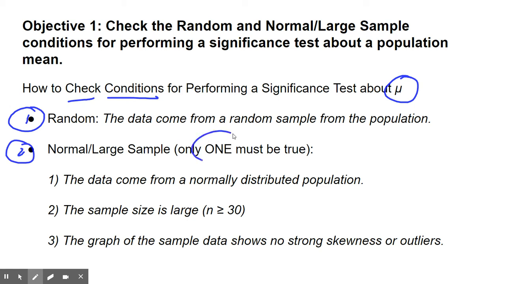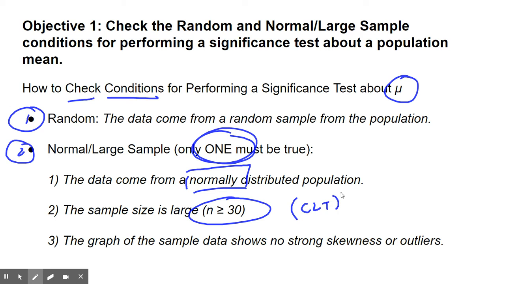Remember, only one of these must be true. First, does the data come from a normally distributed population? Does it say normal? Usually not. Number 2, is the sample size large? Is it at least 30? So that by the central limit theorem, we can say that the sampling distribution will be approximately normal. That sometimes happens. And last but not least, if it includes a graph of the sample data, does that graph show no strong skewness or outliers? Okay, so again, it has to be very strong in order to not be good enough.